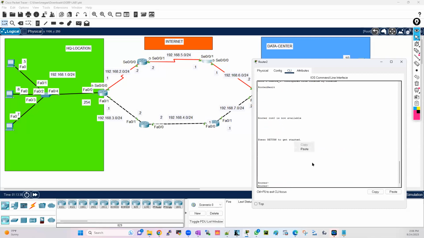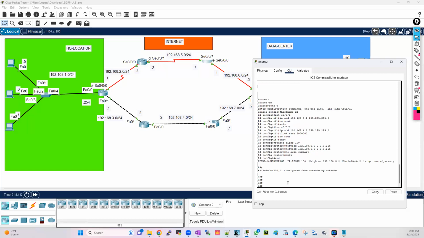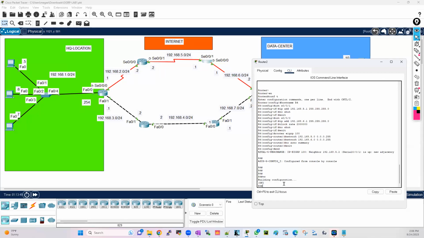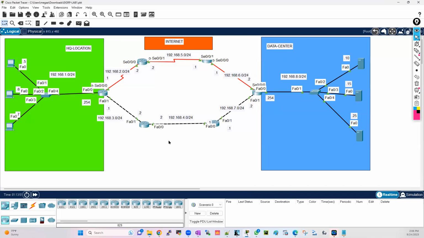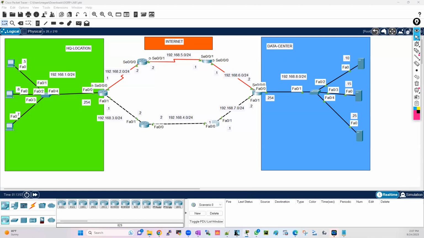So we have configured this one. We paste it to be our router 4. Okay, let's move on. We have done with router 4. Okay, let's make this our router 5.